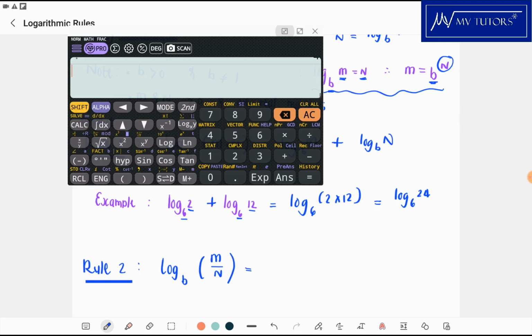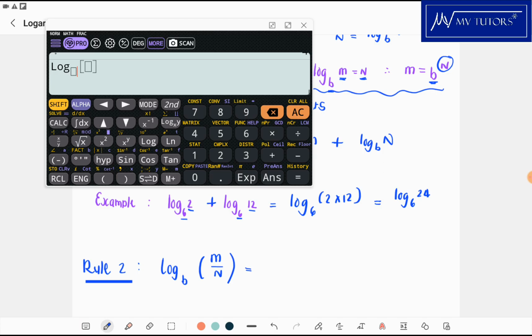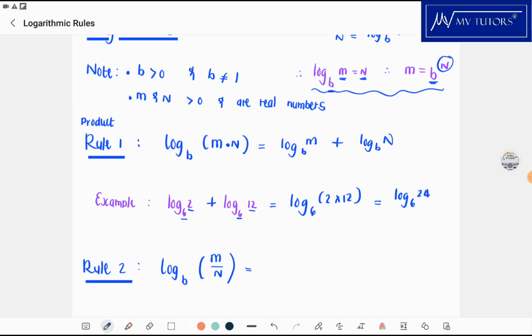Okay, and you can see there on the calculator, if I were to say log 2 base 6 plus log 12 base 6, that would give me 1,774. And then if I have log 24 base 6, again we get 1,774. So it works.